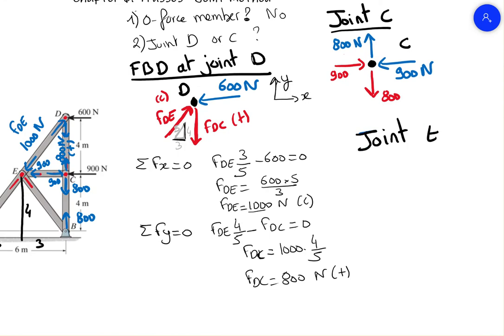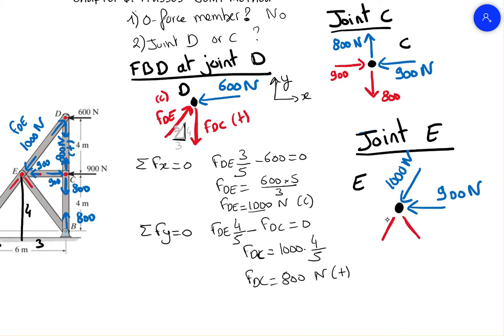Joint E, sorry. Joint E. So we have the joint E there. But at the point E, the 900 that we found, the 1000 on the top, this one, and this one is 900 there. Okay, and we have a 4 that we don't know. So when we don't know, and we don't know the direction, so there and there.